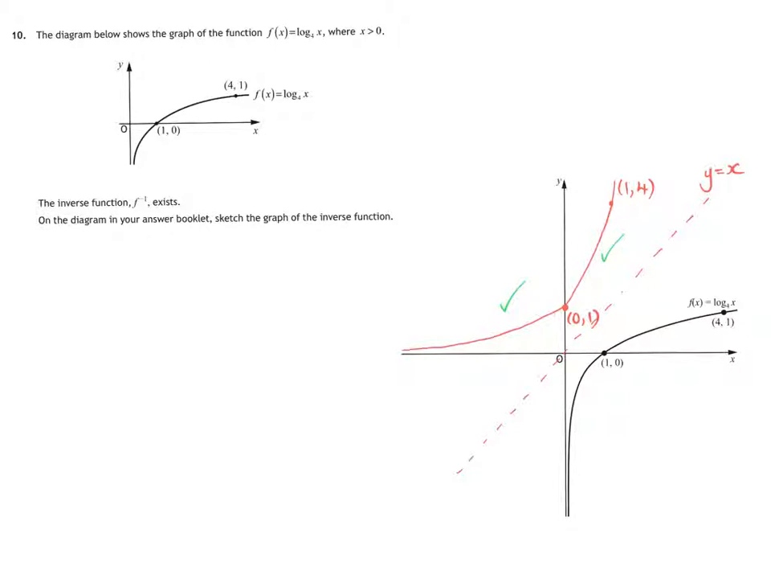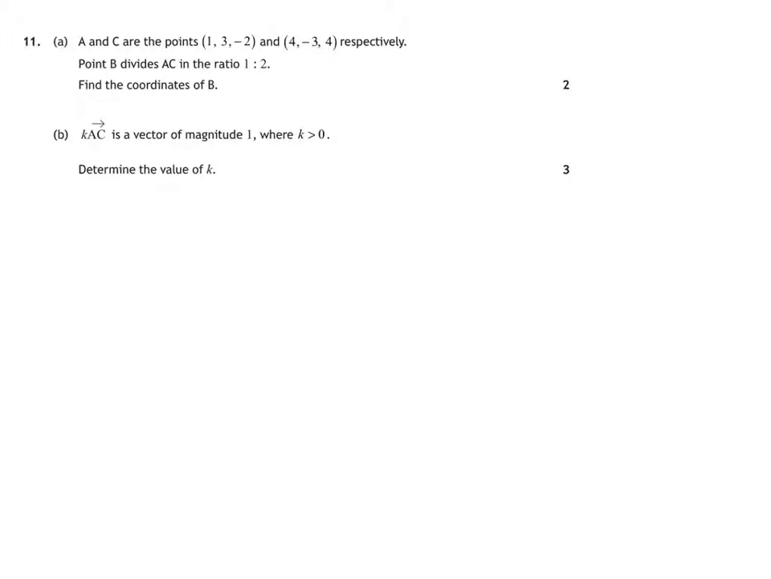Okay, so on to question 11. A and C are the points 1, 3, minus 2 and 4, minus 3, 4 respectively. Point B divides AC in the ratio 1 to 2. Find the coordinates of B. So for this, my first comment is always going to be draw a sketch. It's going to help you out. It's going to make you less likely to make a mistake. It doesn't mean you won't, but it might make you less likely to.